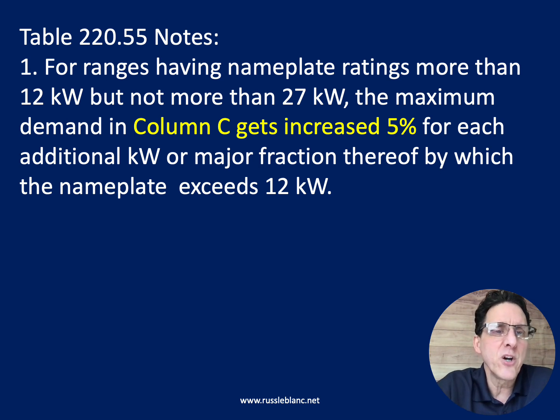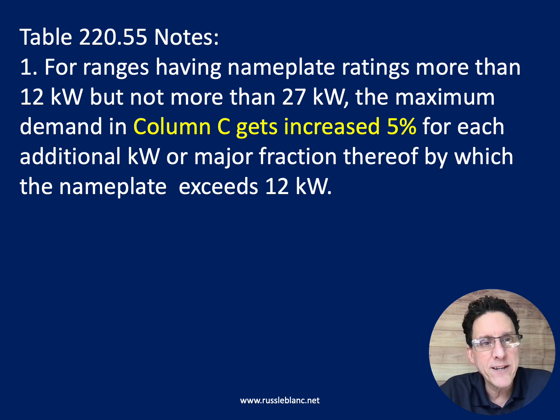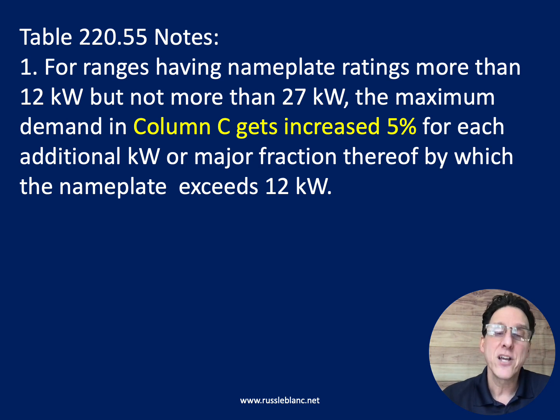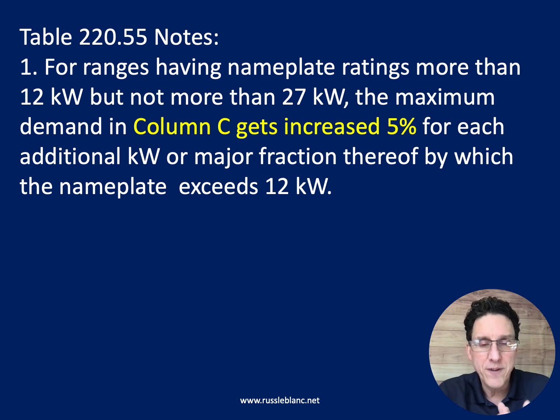All right, if we take a look at note 1, it says, for ranges having nameplate ratings more than 12 but not more than 27, the maximum demand in column C gets increased 5% for each additional kilowatt, or major fraction thereof, by which the nameplate exceeds 12 kW. So if the nameplate exceeds 12, we have to increase column C by some value, 5%, 10%, 15%, some multiple of 5%.